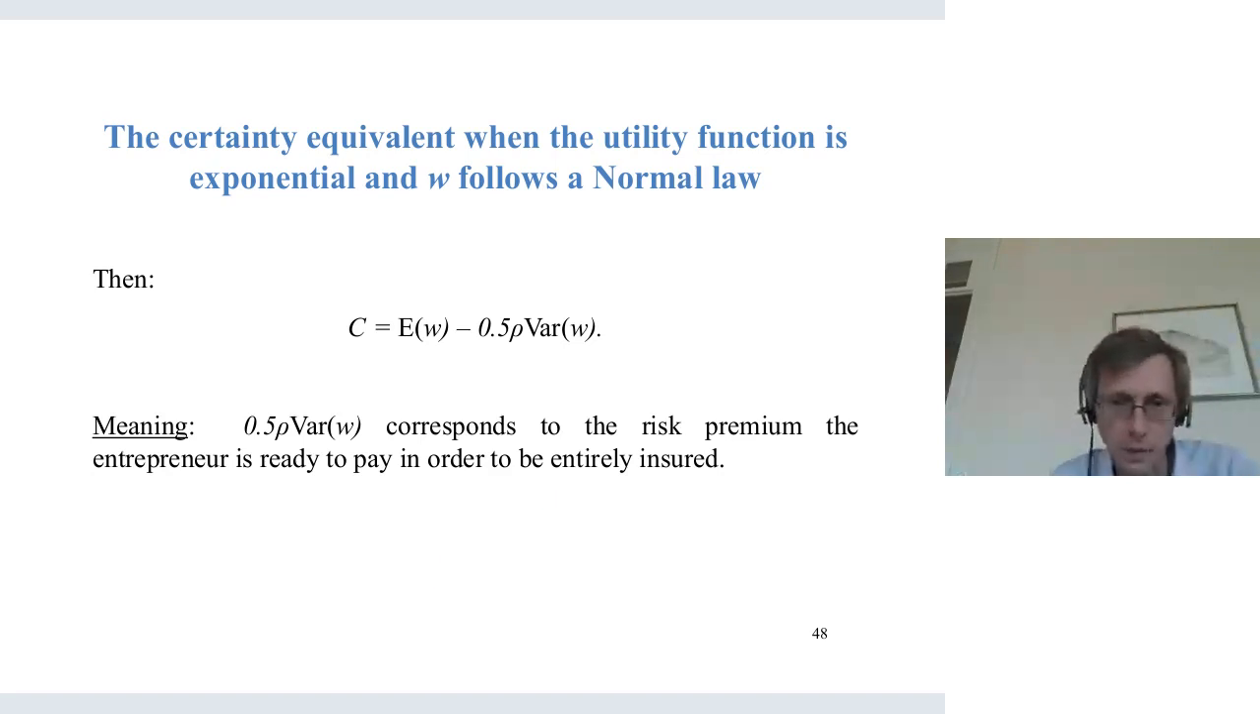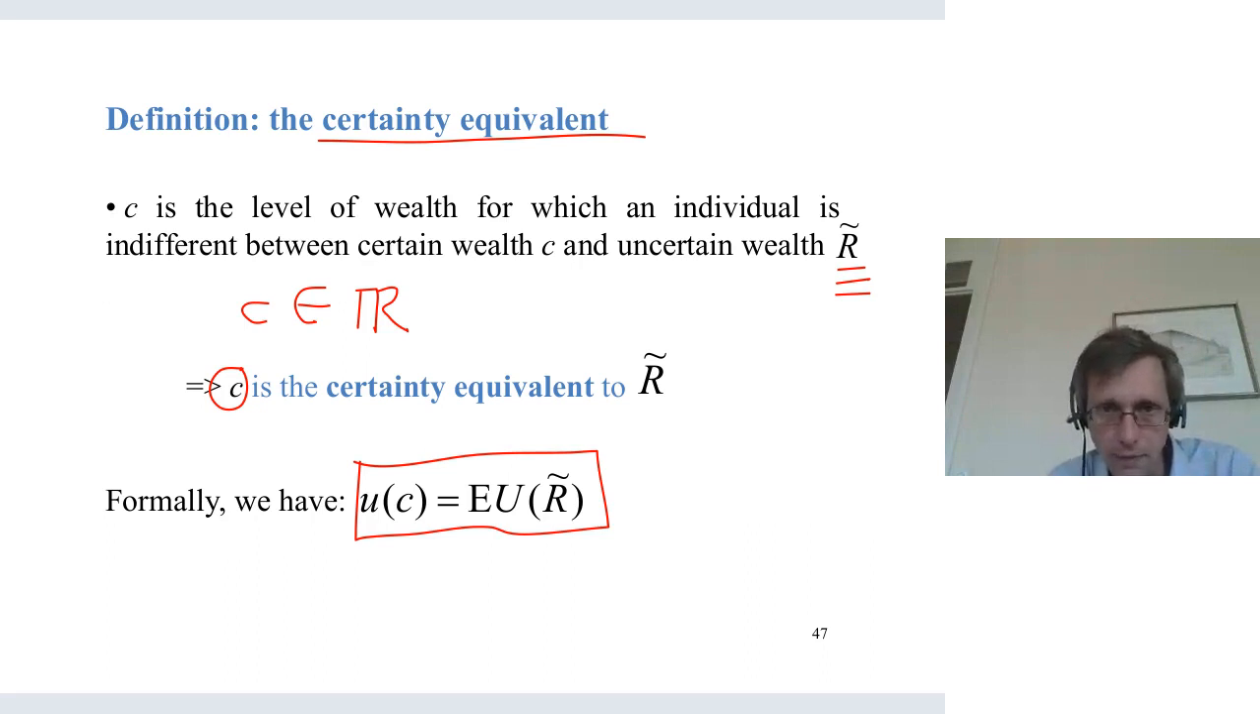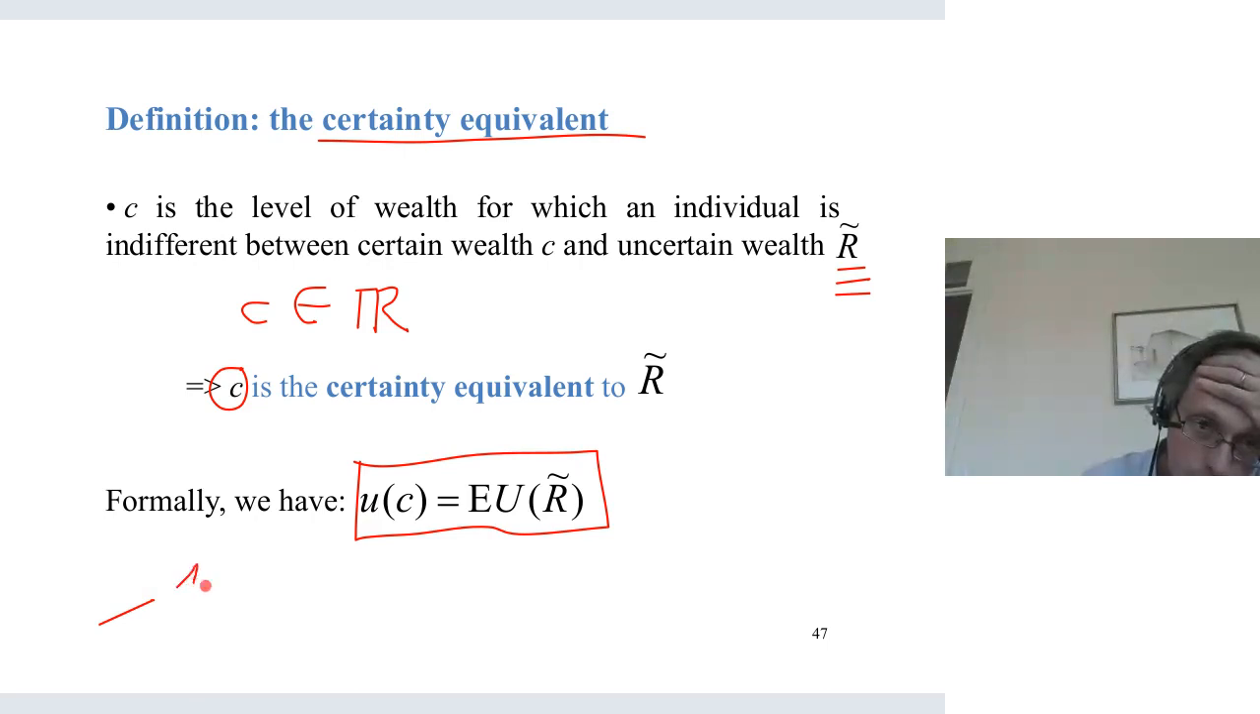So let me give you an example. Well, you see, consider a lottery which is going to give you 100 or 0 with probability 0.5.